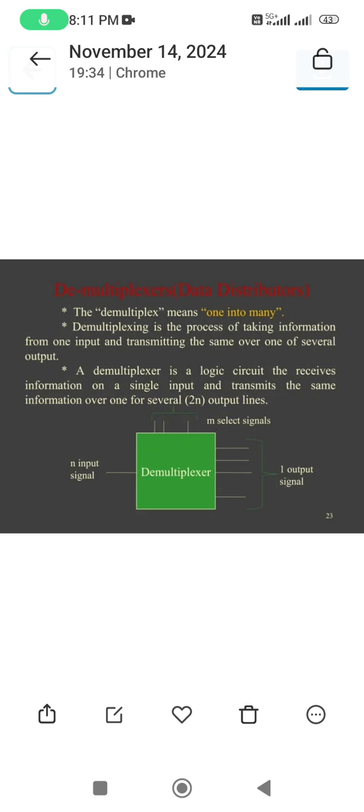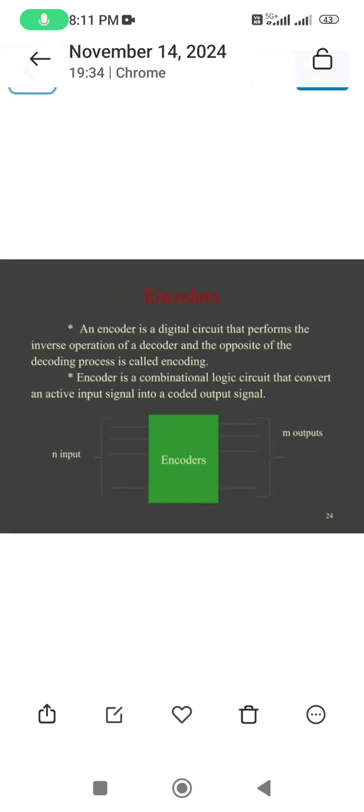and the number of output lines is equal to 2 power n. So this we can call an encoder. An encoder is a digital circuit that performs the inverse operation of a decoder, and the opposite of the decoding process is called encoding. An encoder is a combinational logic circuit that converts an active input signal into a coded signal. It has n inputs and m outputs.